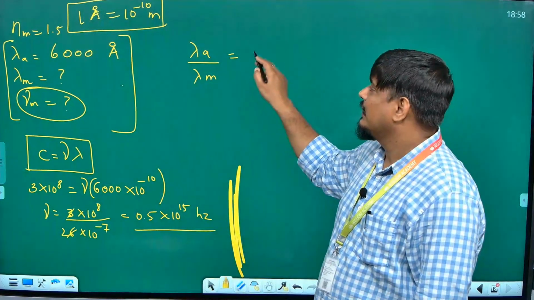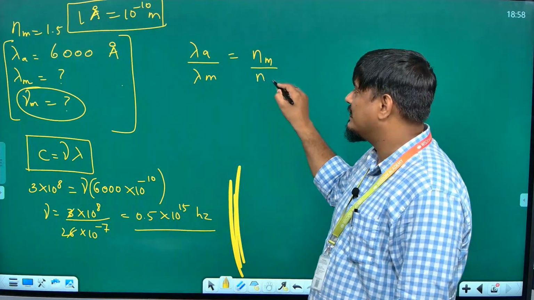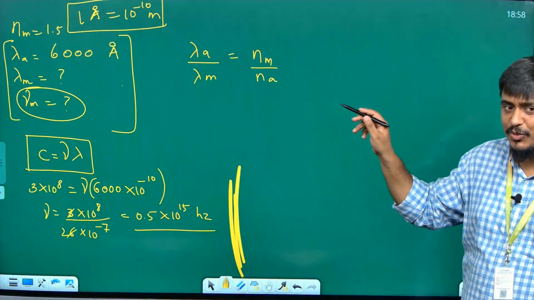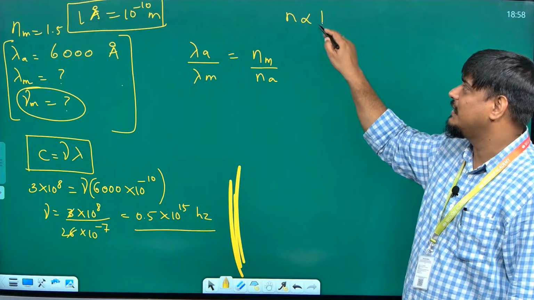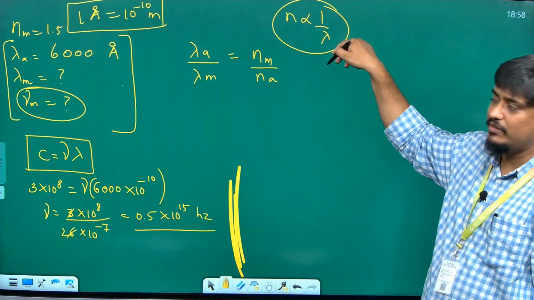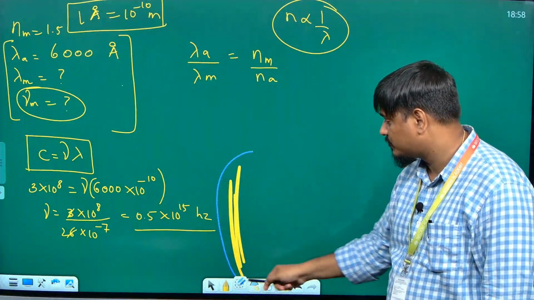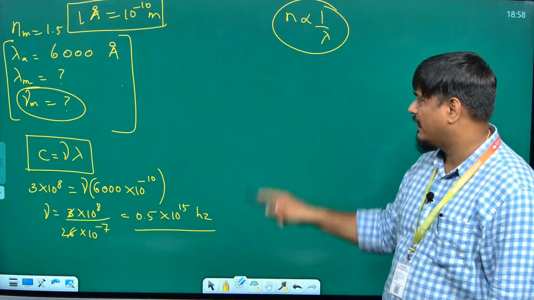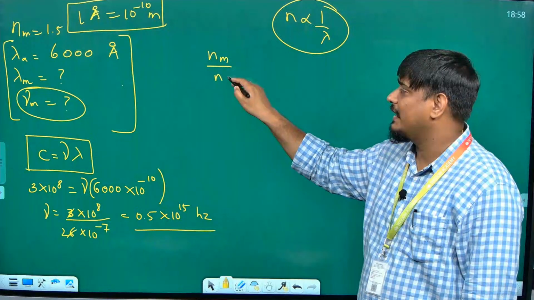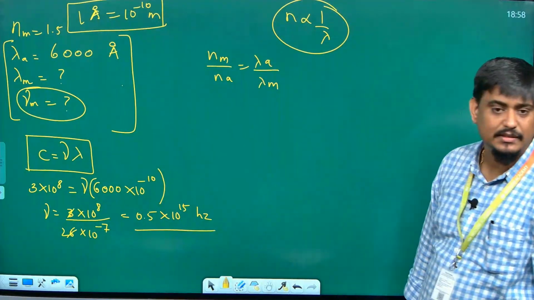So it will become N of the medium by N of air, isn't it? How I am writing this equation, you are understanding? Because I know that N is inversely proportional to lambda. So N1 by N2 is equal to lambda 2 by lambda 1. If you are confused, I will write this first: N first, then lambda. So Nm by N air is equal to lambda air by lambda m, right?